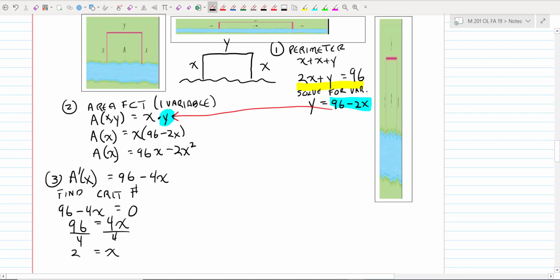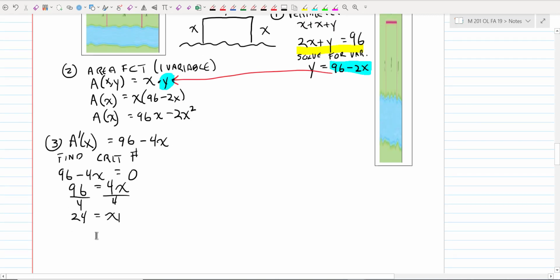So x is equal to 24. All right. Now there's a couple of things that you can do on this problem. You can treat it a couple of different ways. So x is 24. I think I'll go ahead and just show you what we call the second derivative test.